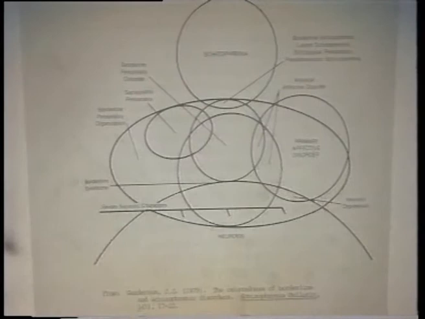And what you find in the family histories of borderlines are family members with affective disorder, alcohol and substance abuse, and some antisocial traits.